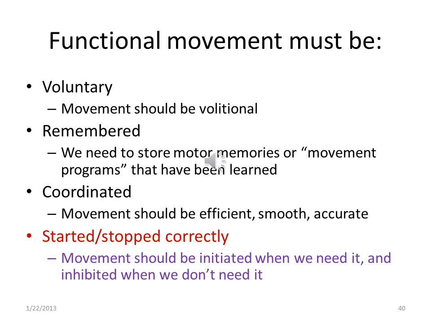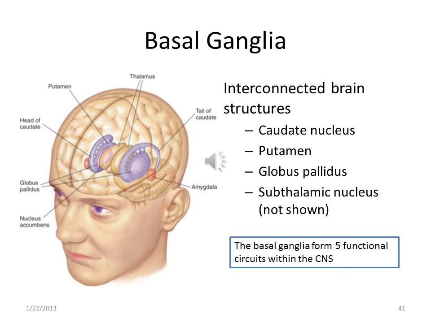Finally, functional movement needs to be started and stopped when we want it. And the next few slides will talk about the brain regions and circuits responsible for this aspect of functional movement. The basal ganglia are a group of interconnected brain structures located very deep within the cerebral hemispheres. They're listed here on this slide and shown in the picture: the caudate nucleus, the putamen, the globus pallidus, and the subthalamic nucleus, which is part of the circuit but is not shown here.